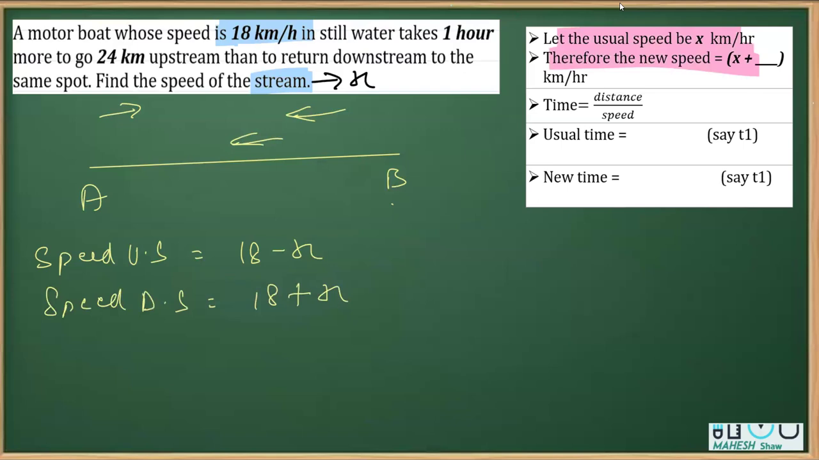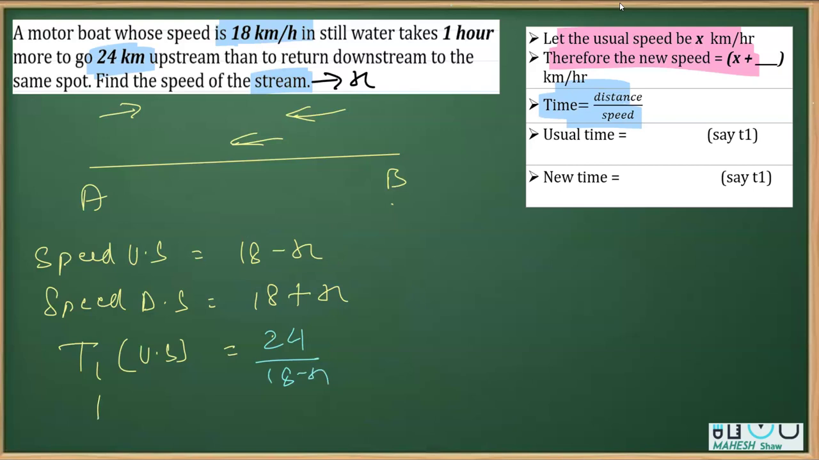Here onwards, we'll be doing the same manner, finding the time, which is distance upon speed. If I find time in two cases, I'm considering the first one, the time here, say I write T1, which is upstream. Time is equal to distance upon speed. Distance is mentioned, it is 24, over, it is upstream, and upstream speed is 18 minus x.